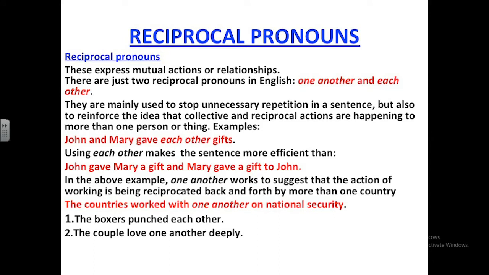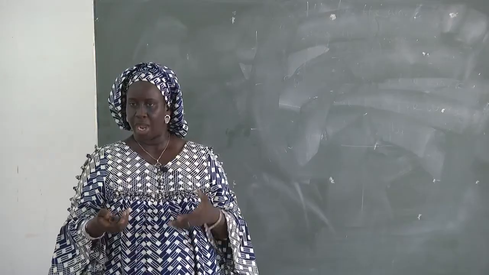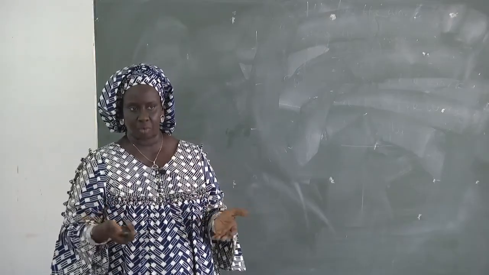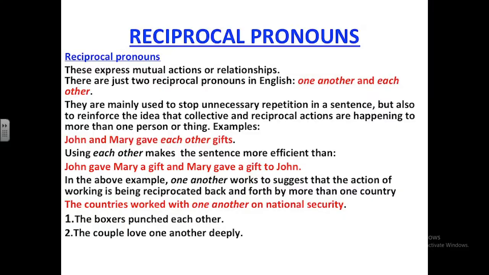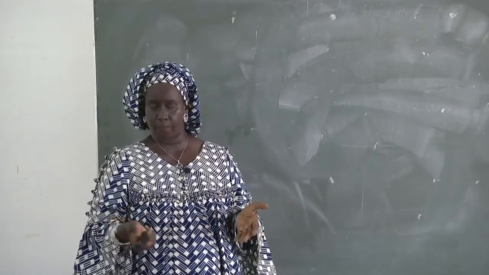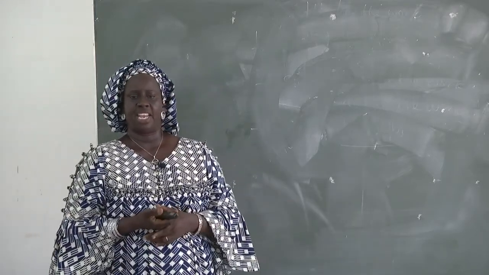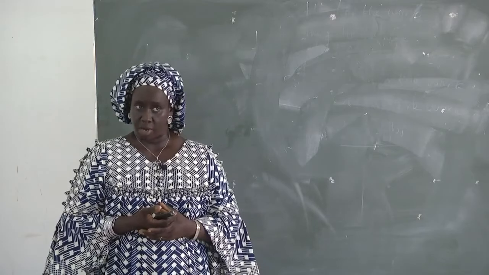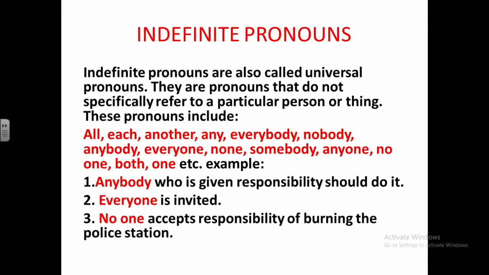Also, we have these examples here. The boxers punch each other. In a boxing game, it is not one person that plays, but two, and they punch each other. That's how the game goes. The couple love one another deeply. Also, it is reciprocal here between a couple. Then the next one is the indefinite pronouns. Indefinite pronouns are also called universal.